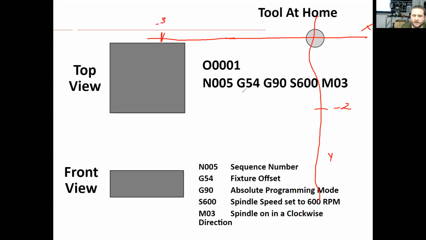So here's a block, right? We did X -3, X -2. Where's the spindle going to move to? Somewhere right in here, right? Absolute means if I go X -4, so I'll write that first one down here.